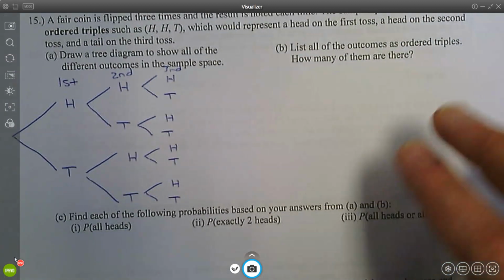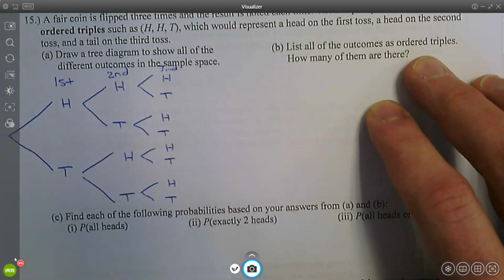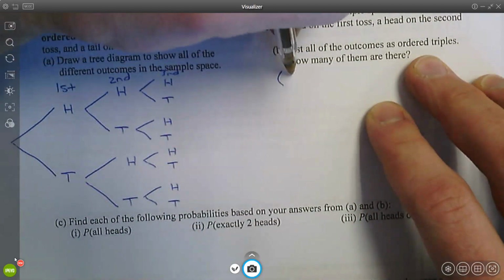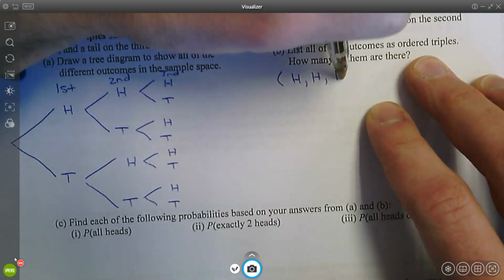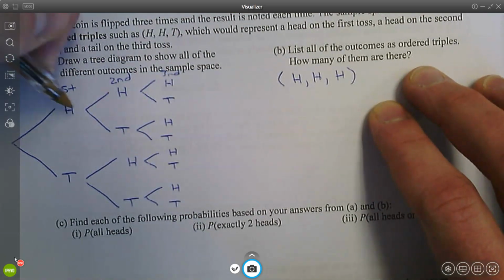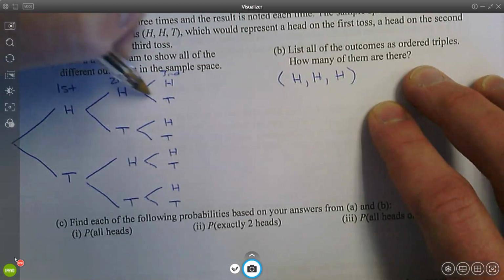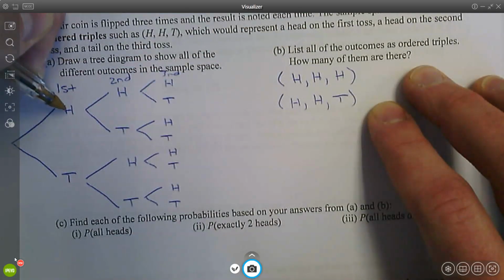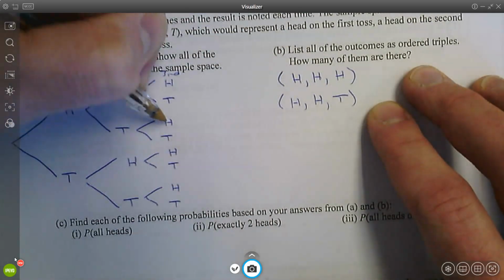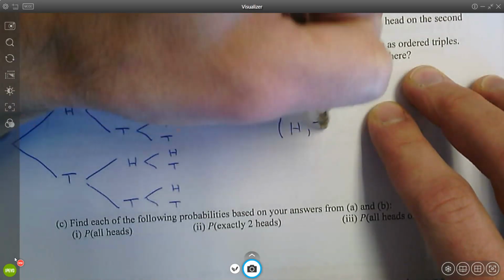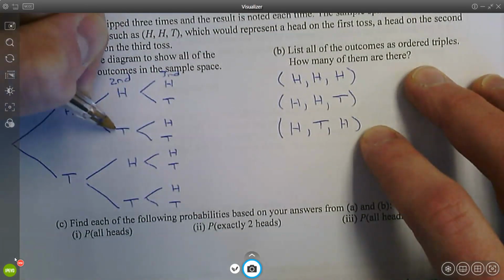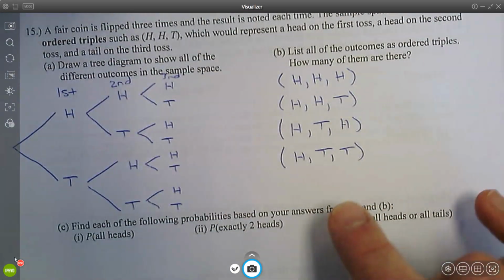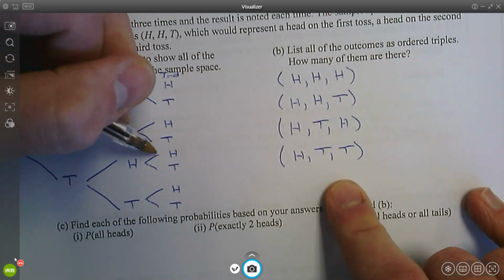Part B says list all the outcomes as ordered triples. How many of them are there? So we're just going to follow the tree diagram: heads, heads, heads. So that first ordered triple is just H, H, H. Then I'm going to go down systematically: heads, heads, tails. Next, heads, tails, heads. Heads, tails, tails. It makes listing the sample space out much easier because I can see this visually.